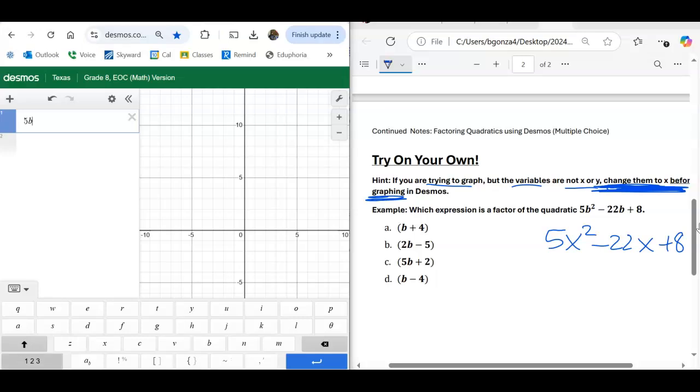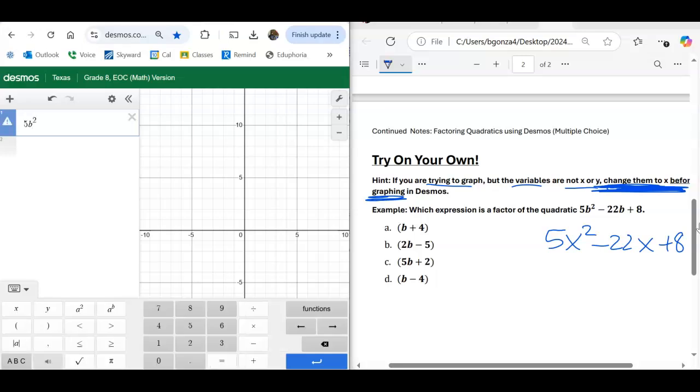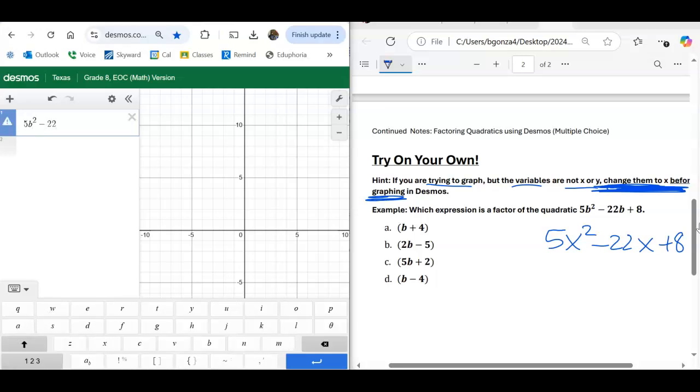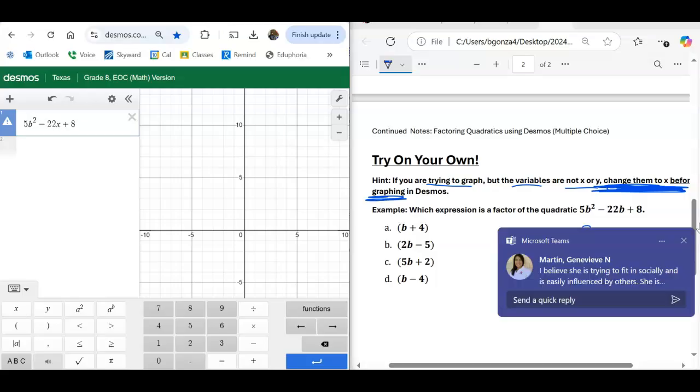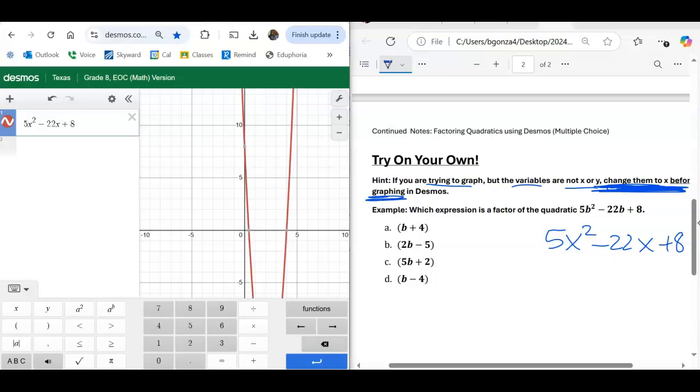So for funsies, 5b squared minus 22b plus 8, did it graph? No, right? Let's turn these b's into x's. There's a graph. Very good. Now I'm going to go over here, start typing in these answer choices, but again, use x. It's x plus 4, 2x minus 5, 5x plus 2, x minus 4.